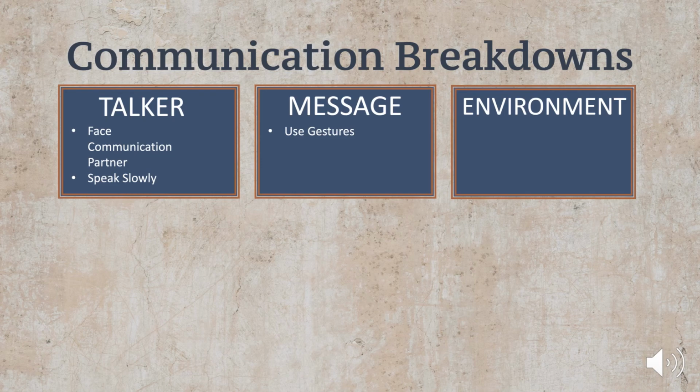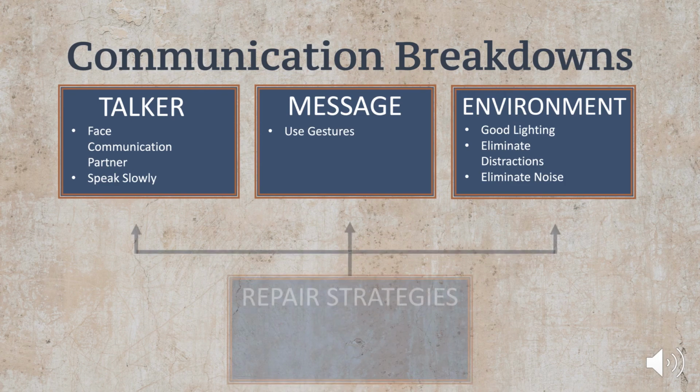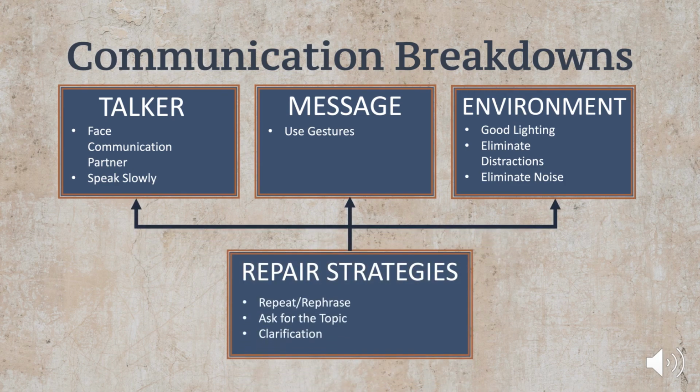and by ensuring that we're only nodding yes if we're following the conversation. We can help with breakdowns due to the environment by having conversations in well-lit areas, by minimizing distractions, and by reducing background noise. When it comes to repair strategies, we can ask for repetition, ask for the conversation topic, or ask for clarification.